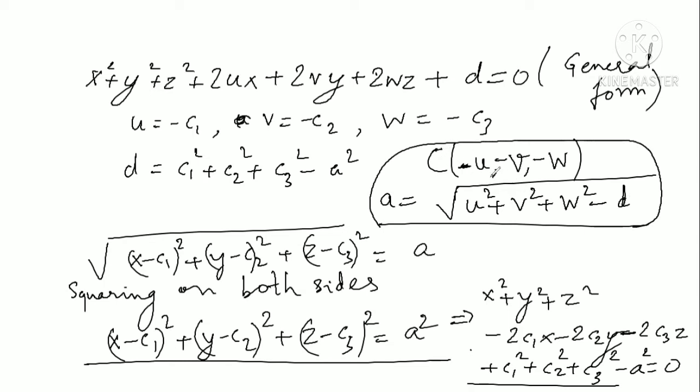So the coordinates of the center of the sphere will be minus u, minus v, minus w, and the radius of the sphere you can write by this formula: square root of u square plus v square plus w square minus d, where d is the constant given in the equation of the sphere. So let's continue ahead. Let's take some questions now.